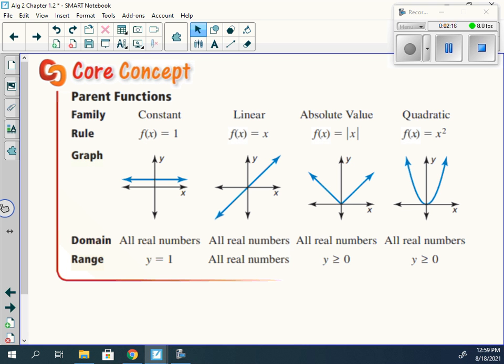Where absolute values have a V shape. So any other type of absolute value function will still have that V shape for the graph. In quadratics, well, what kind of shape does a quadratic have? U. It'll still look like a U. It might be more stretched out or skinnier or anything in between, but it'll still look like a U. It will still have those basic traits for any type of function that we have.